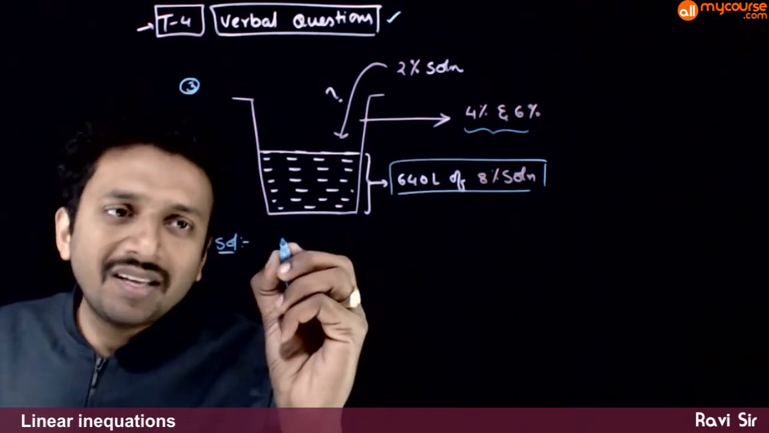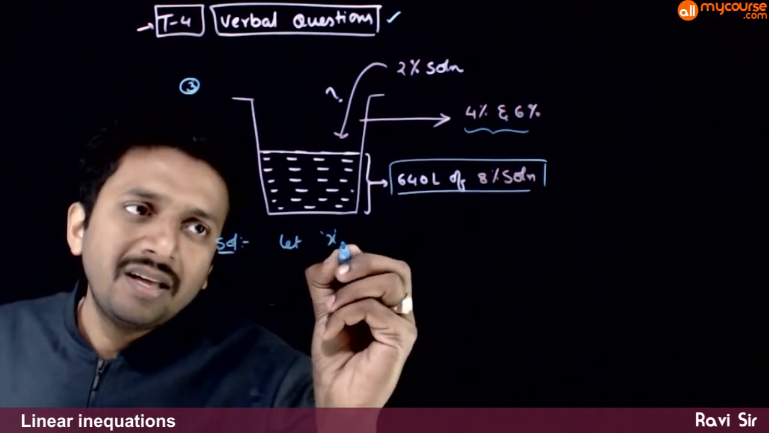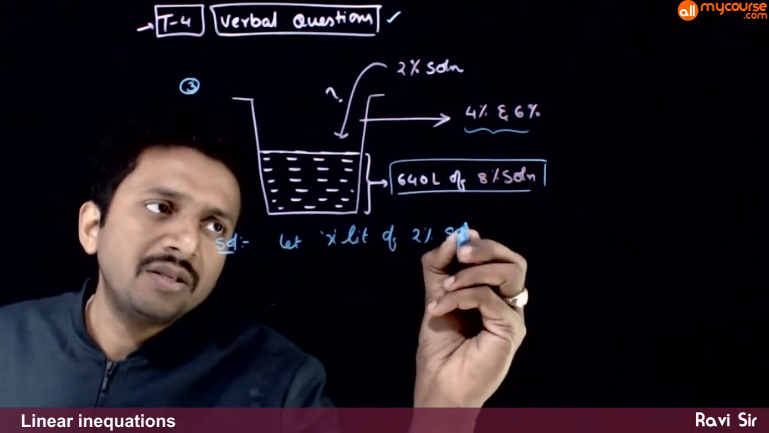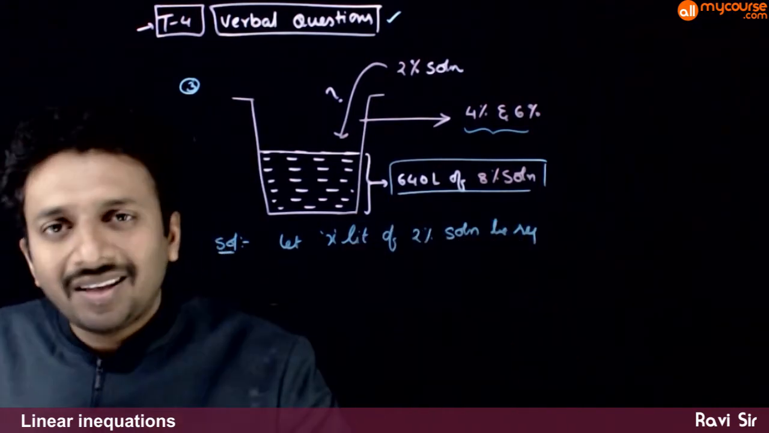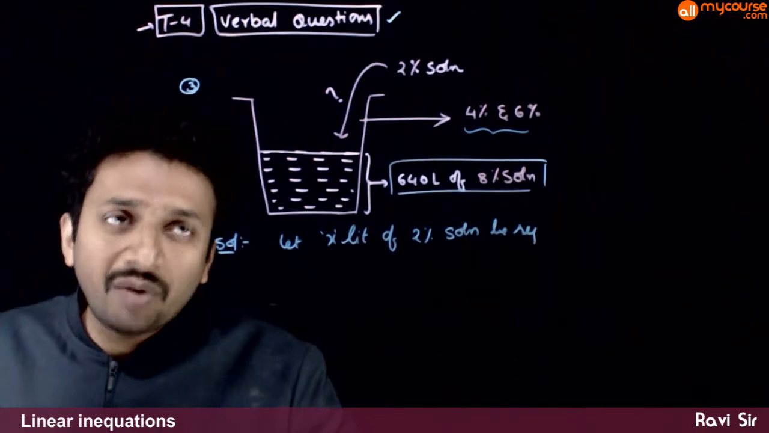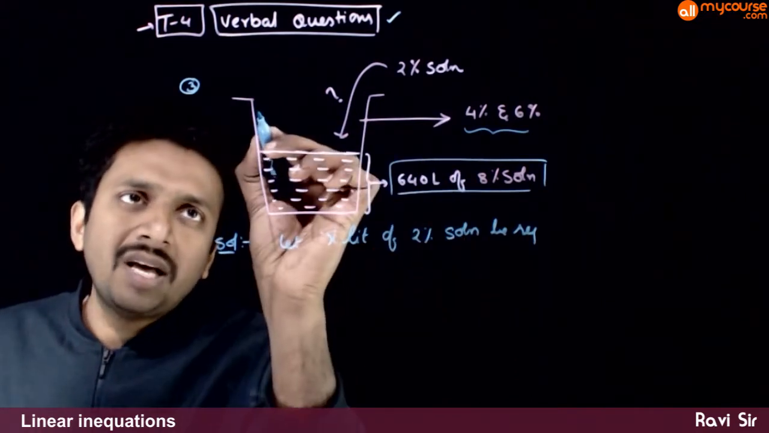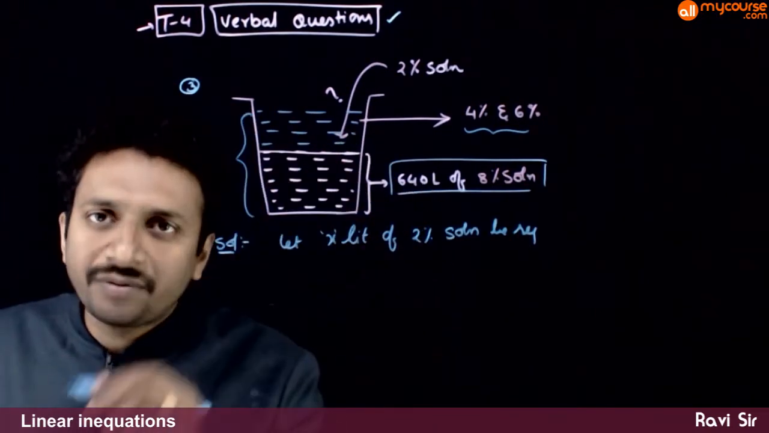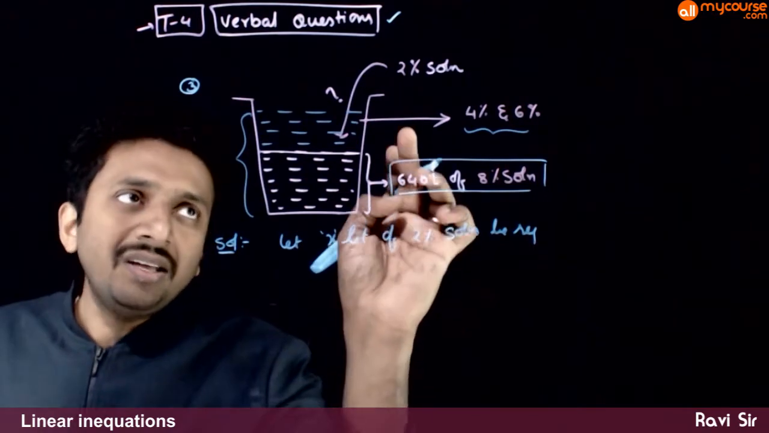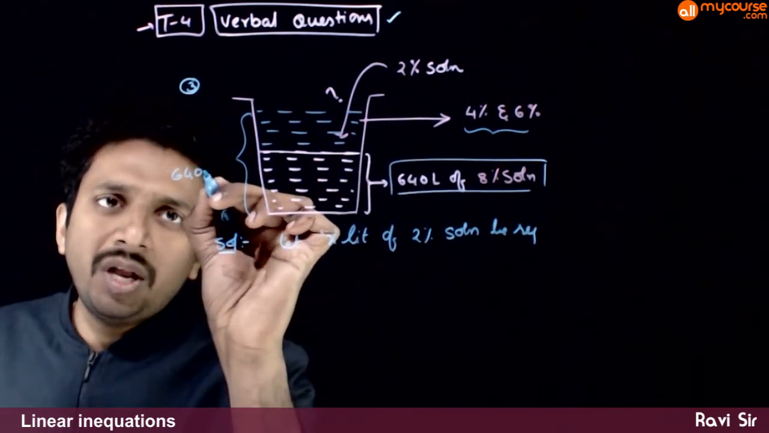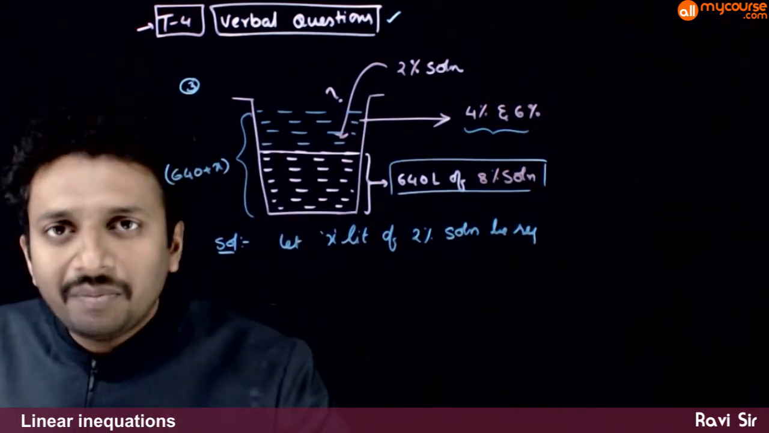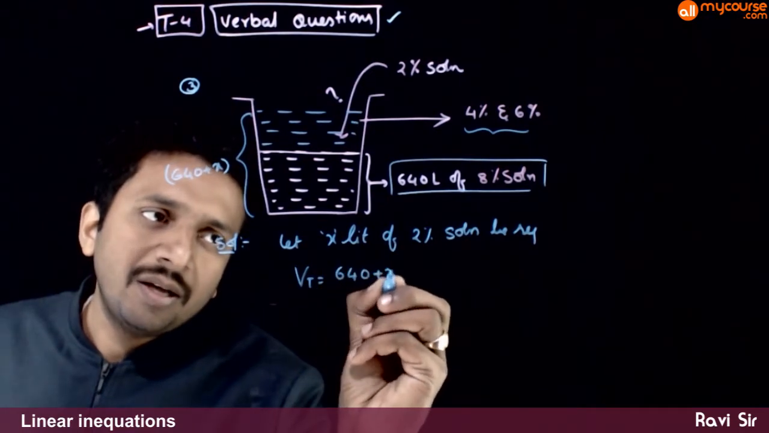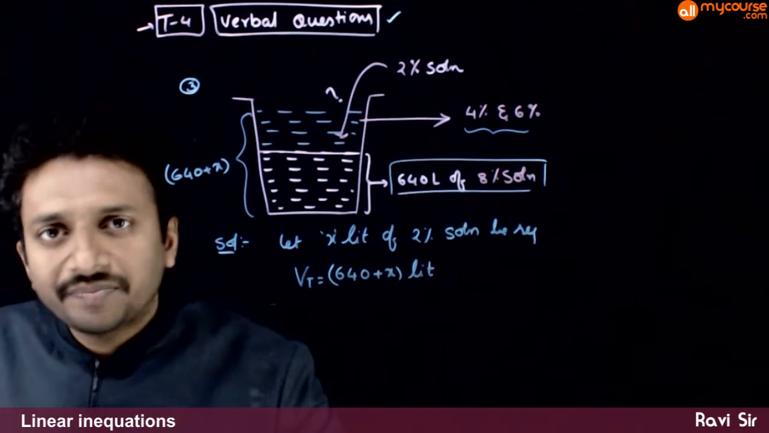So to solve this question, let us say that x liters of 2% solution be required. So let x liters of 2% solution be required for this condition to be valid. Now let us say that I have added x liters extra. So now what is the total volume of the solution? Initially it is 640 plus x. So the total volume is 640 plus x liters.